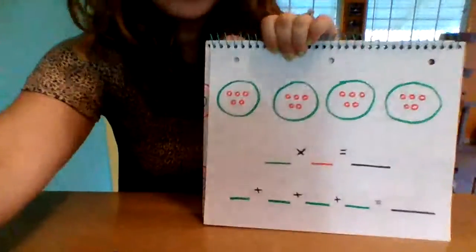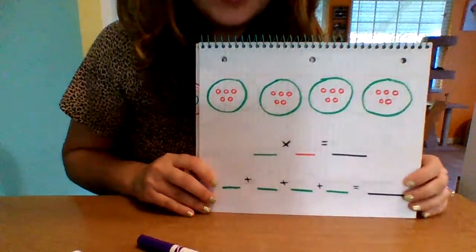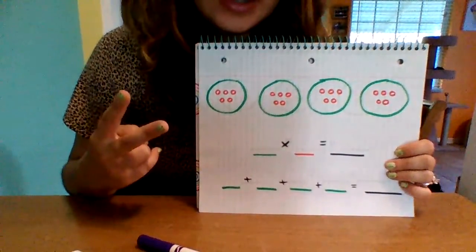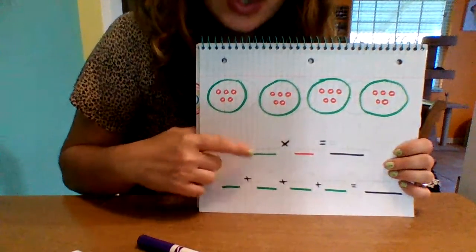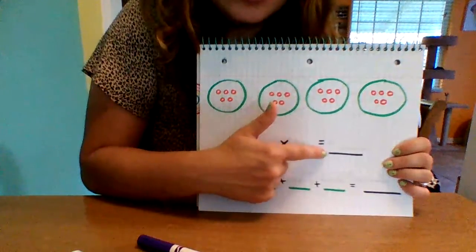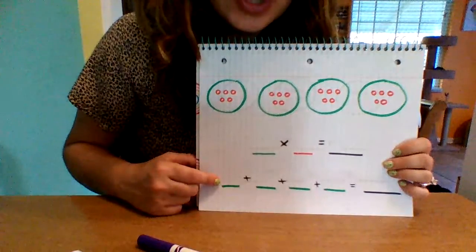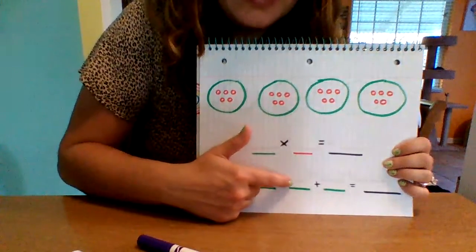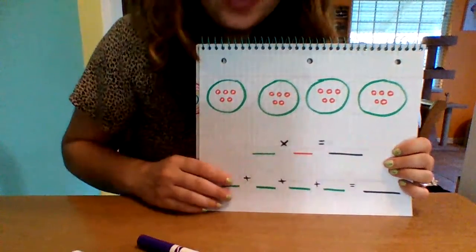So take a look at the first picture that I drew for you. This is an equal groups picture, and beneath it, we're going to write two different equations. One is going to be a traditional multiplication equation, a factor times a factor equals a product. And the second is going to be a repeated addition equation, something plus something plus something plus something equals the product again, or the total, okay?